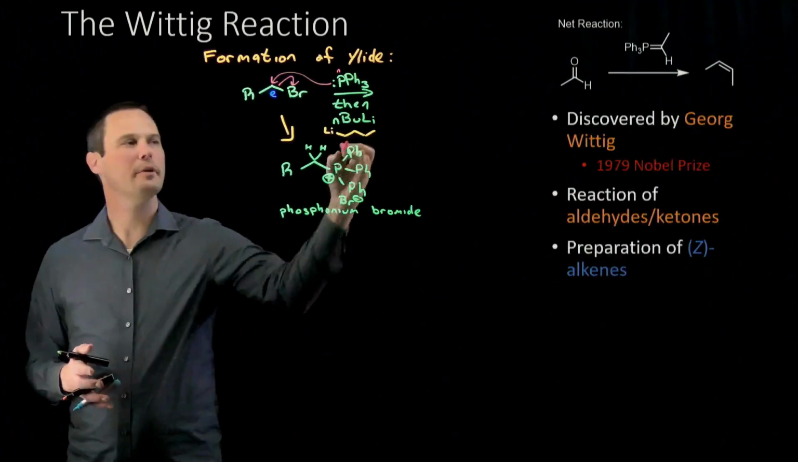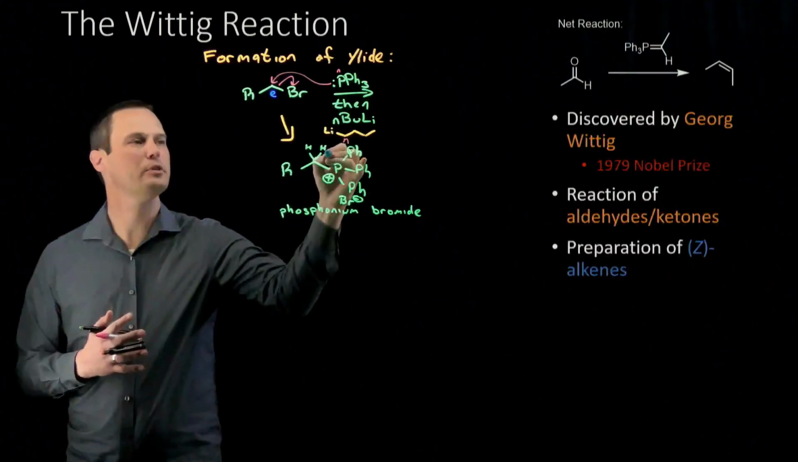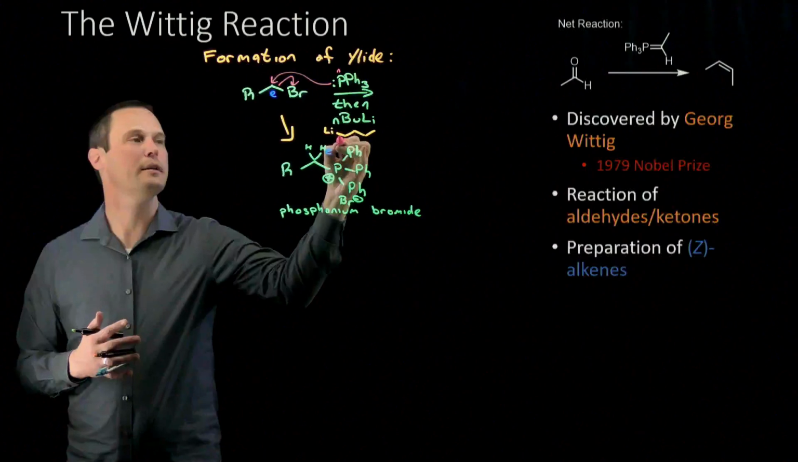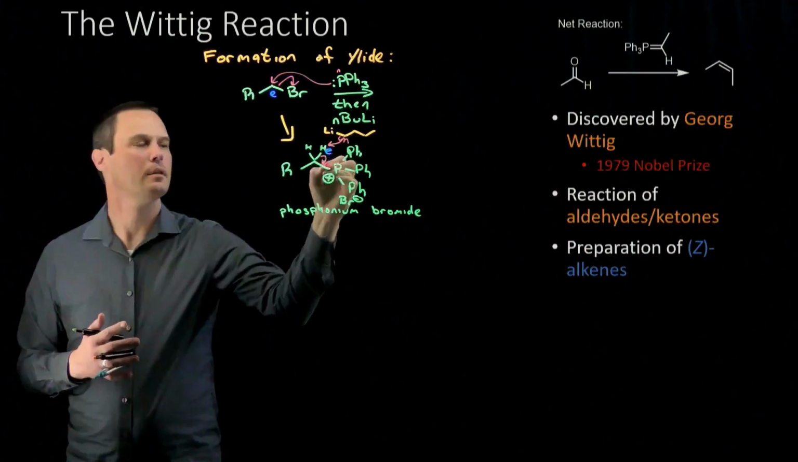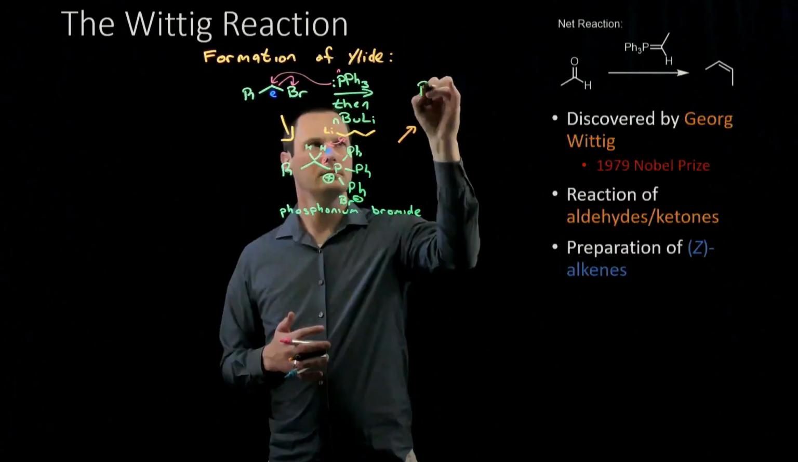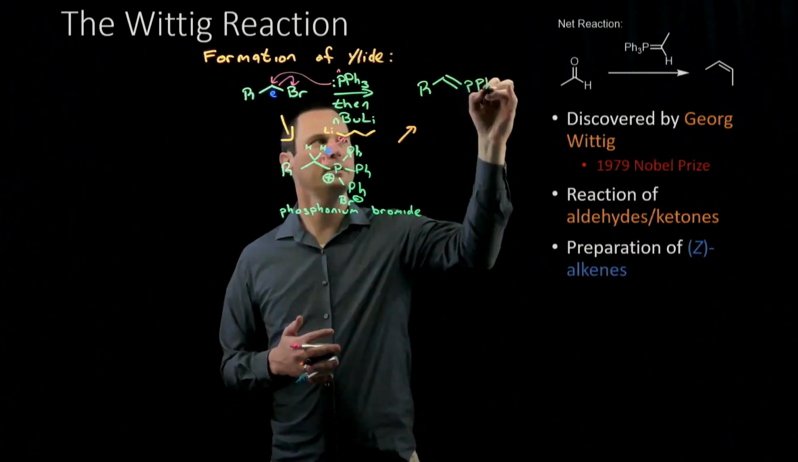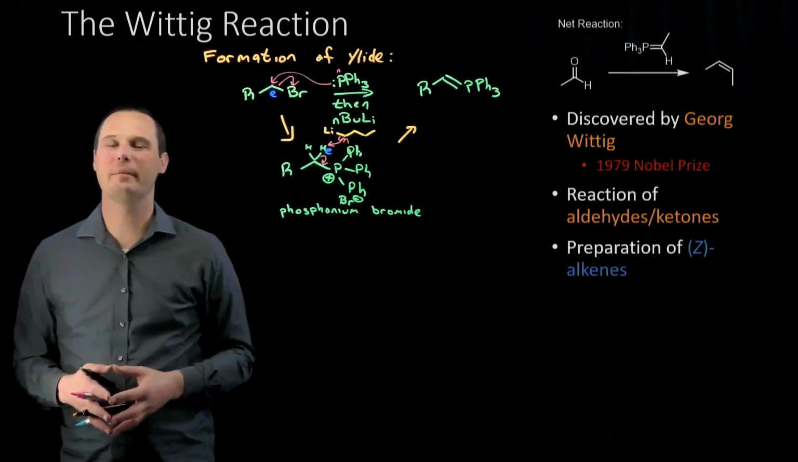To finish out the formation of the ylide, the n-butyllithium acts as a nucleophile and takes the proton from the phosphonium bromide to form the new carbon-phosphorus double bond in the ylide. This completes the formation of the ylide. Anytime we need to form an ylide, we can do so easily from an alkyl halide.